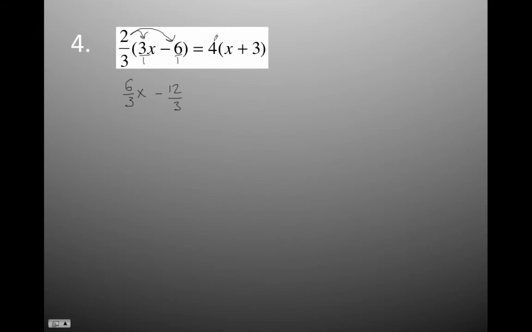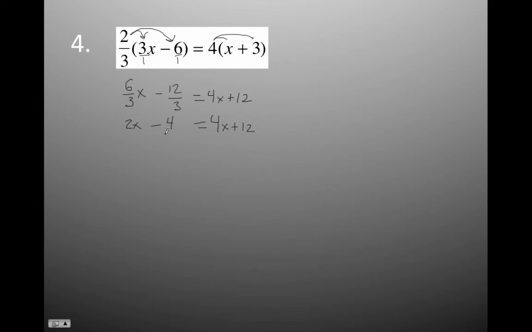We do the same thing to this side. 4 times x, 4 times 3. So that's 4x plus 12. Now we look: 6 divided by 3, we know that's 2x. 12 divided by 3 we know is 4. So minus 4 equals 4x plus 12.